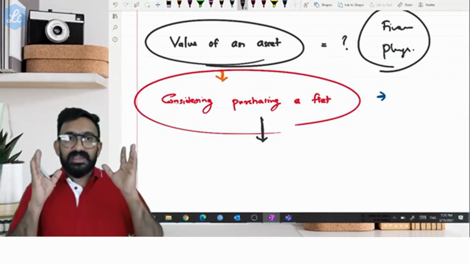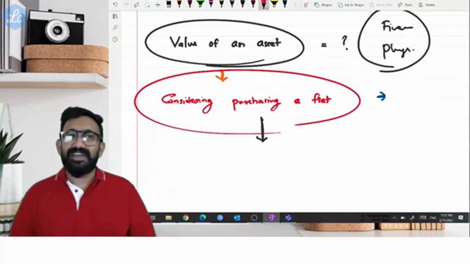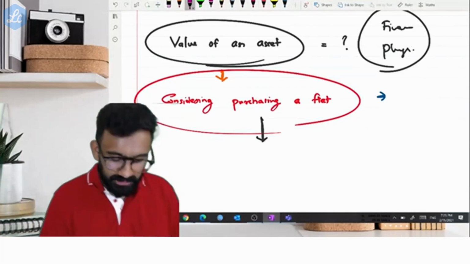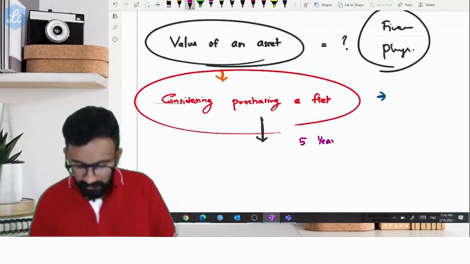Now, the real value of a flat, I'll have a market price for sure, but I wanted to check whether my real value is more than this particular market price or not. So you're considering an investment cycle of 5 years.